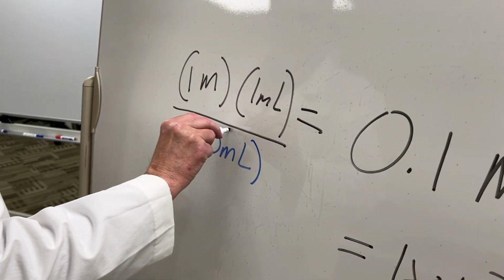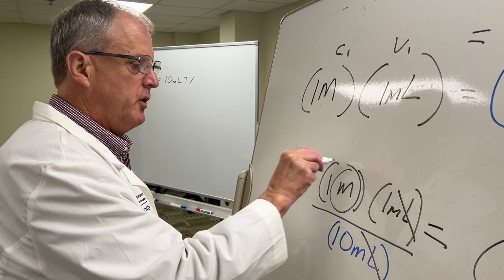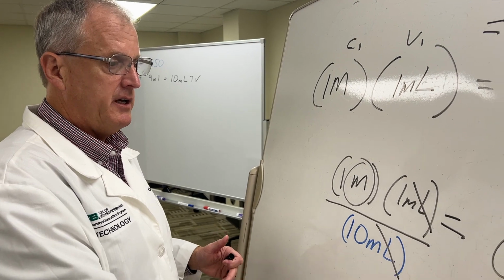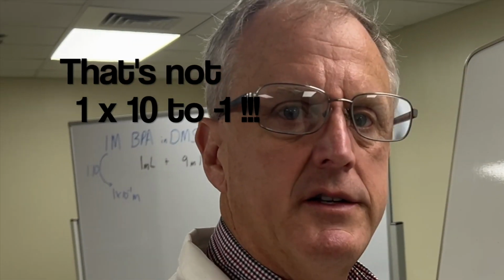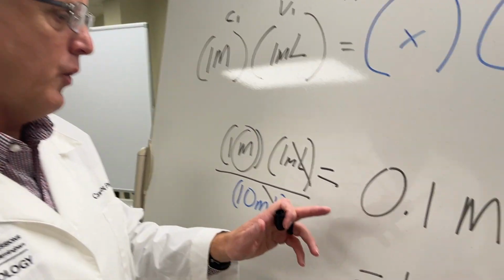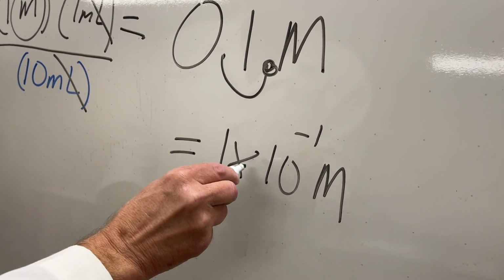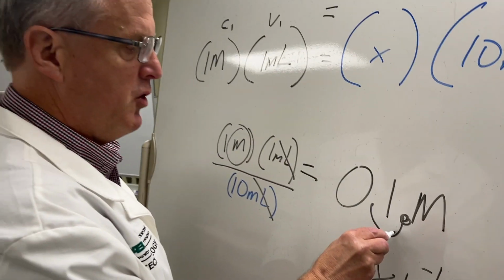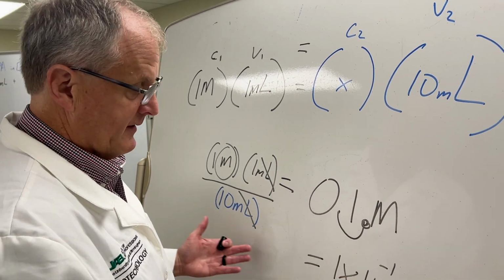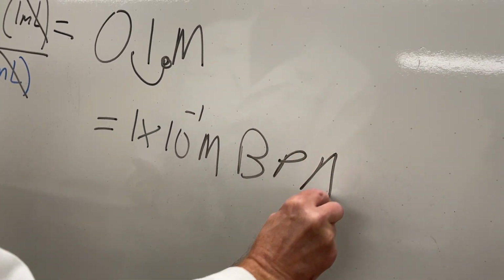Why don't we cross these out? Milliliter, boom. Milliliter, boom. We are left with the unit of interest, which in our case is molarity. 1 times 1 is 1, divided by 10 gives us 0.1 molar. You might say, Dr. Sheeler, that's not quite 1 times 10 to the negative 1. Yes, it is. How do I know? Because if I take this, move it once over here, that becomes 1 times 10 to the negative 1 molar. Since I moved it this way, that just means the negative number means I have to move it back to the left. Now we have our 1 times 10 to the negative 1 molar BPA.